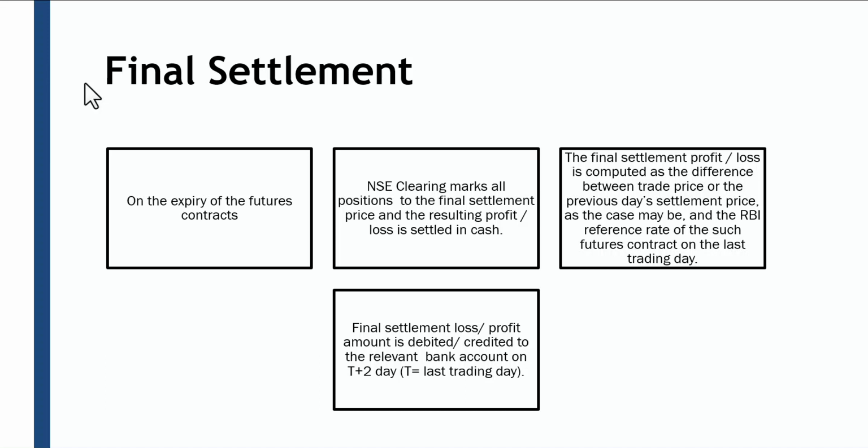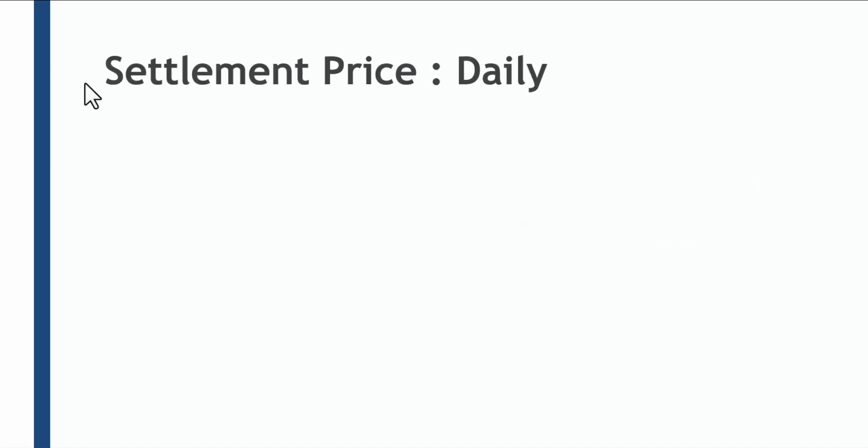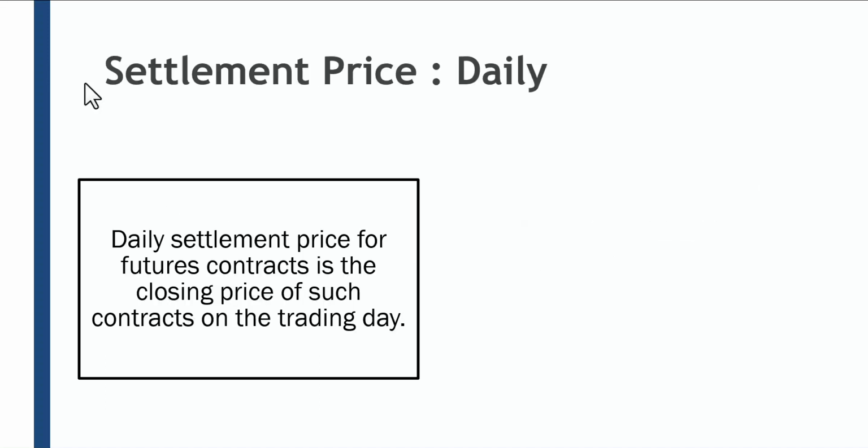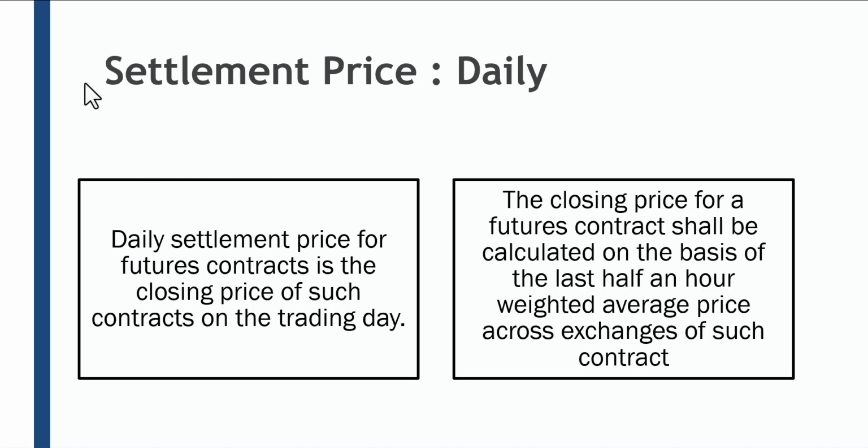Final settlement loss or profit amount is debited or credited to the relevant bank account on T plus 2 day. So you will get your money in T plus 2. The settlement price for a futures contract is the closing price of such contracts on the trading day. So the daily settlement price for the future contract is the closing price, and the closing price shall be calculated on the basis of the last half an hour weighted average. This we have already discussed.